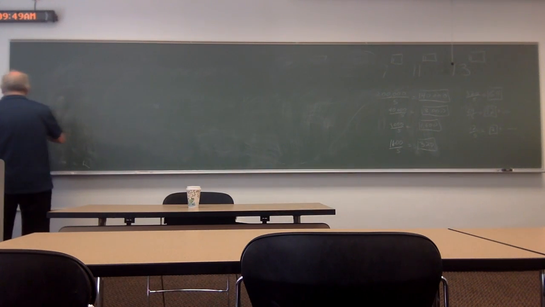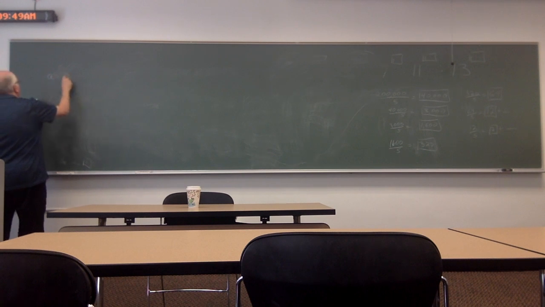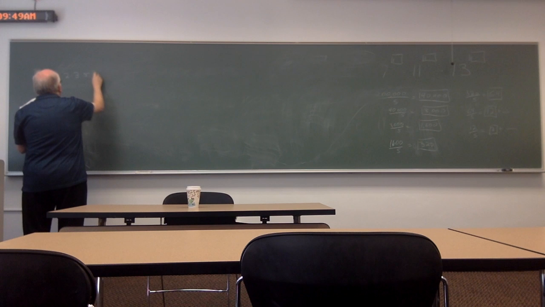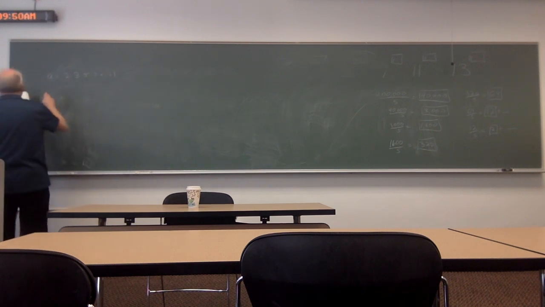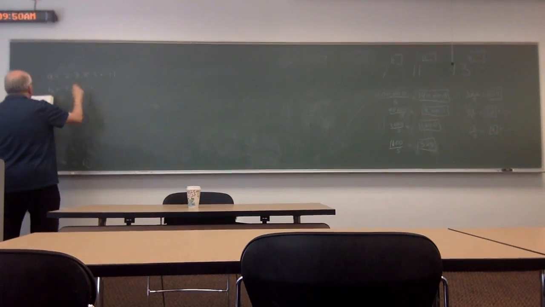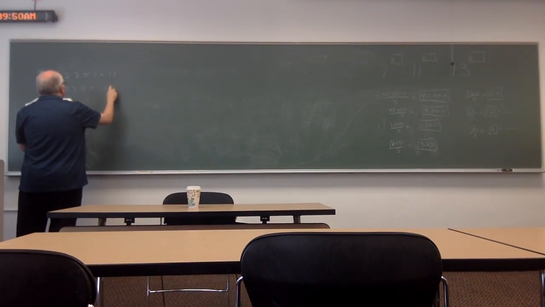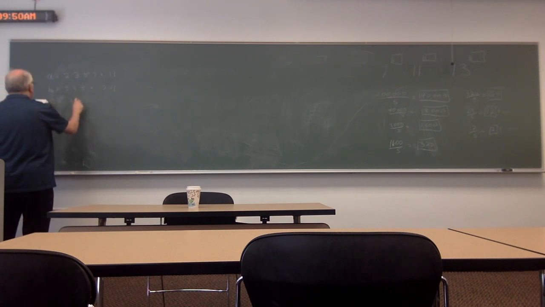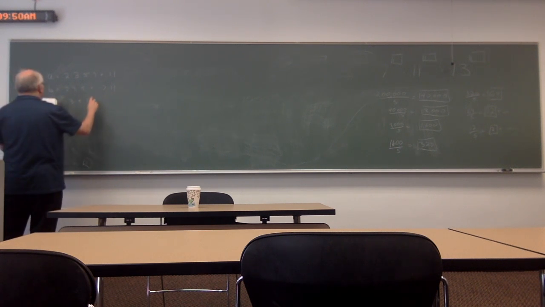Okay, so we're looking at A, 2 times 3 times 5 times 7 plus 11. B is 2 times 3 times 5 plus 7 times 11. And C is 3 times 5 times 11 plus 2 times 7.